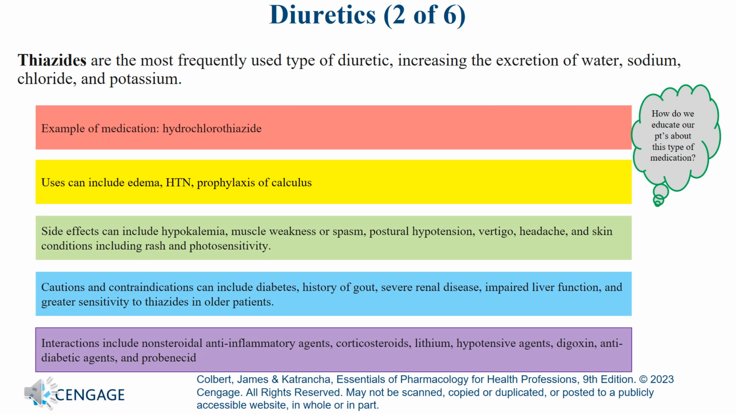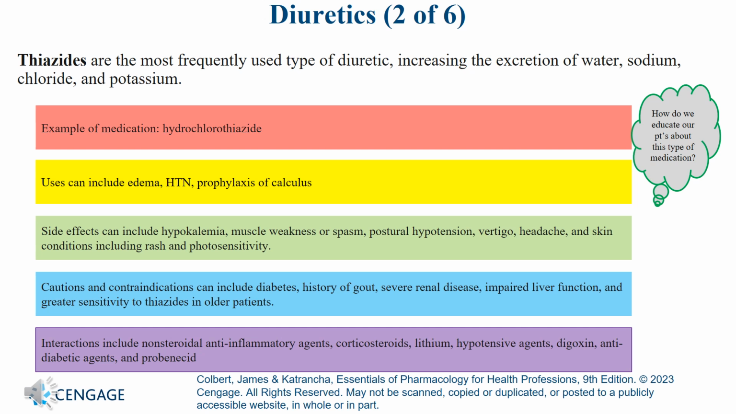Alright, we're going to take a look at thiazides, which are the most frequently used type of diuretic, increasing the excretion of water, sodium, chloride, and potassium. An example of that medication would be hydrochlorothiazide, which is commonly said as HCTZ. The uses can include to help with edema, hypertension, and it is also prophylaxis of calculus.